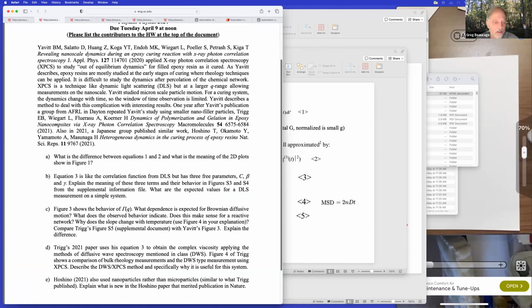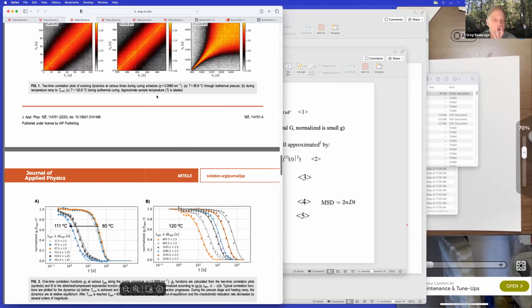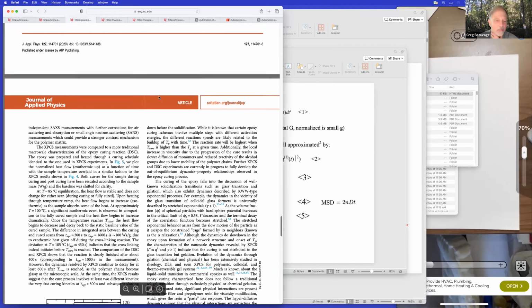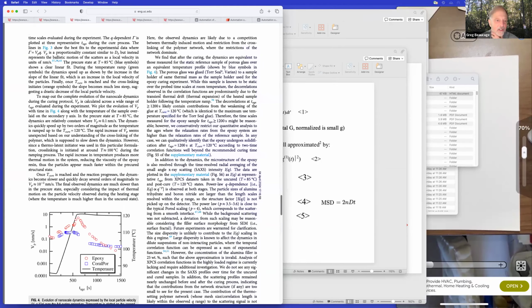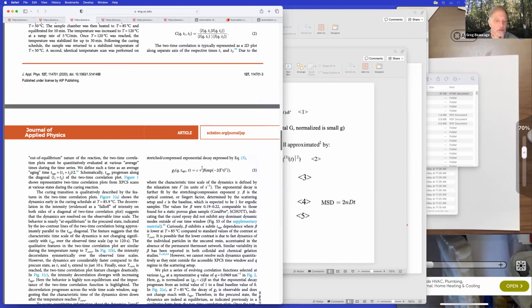So that's why those equations are different. That's what the 2D plots are, the time difference. And then equation 3. Equation 3 is similar to the same equation for the DLS. So this is just like the same equation here.